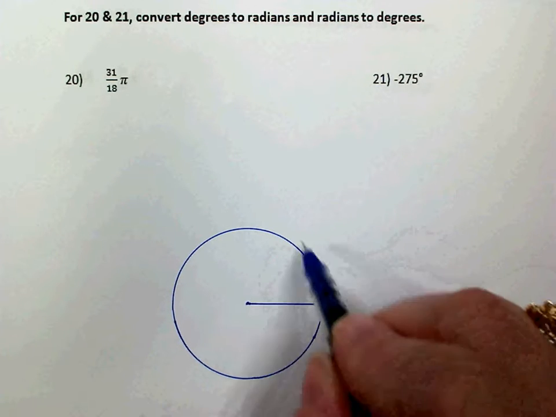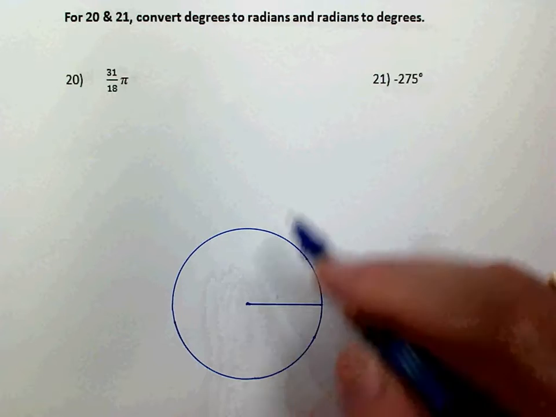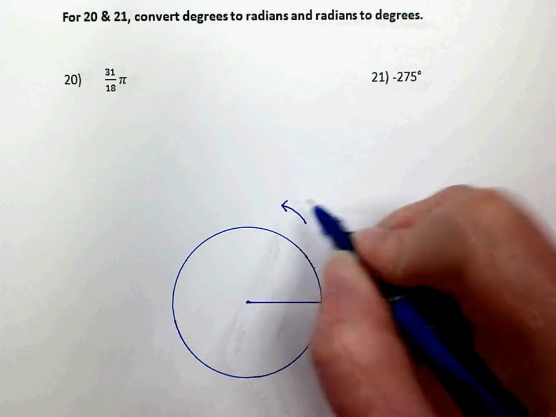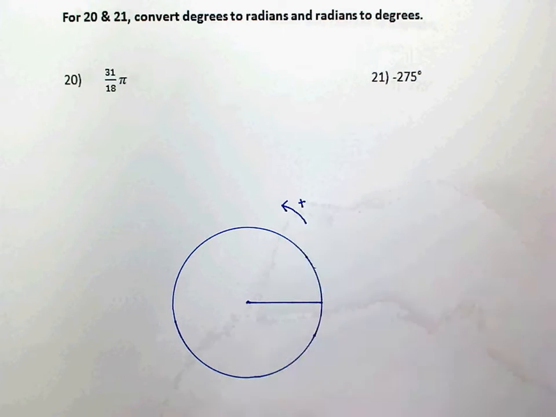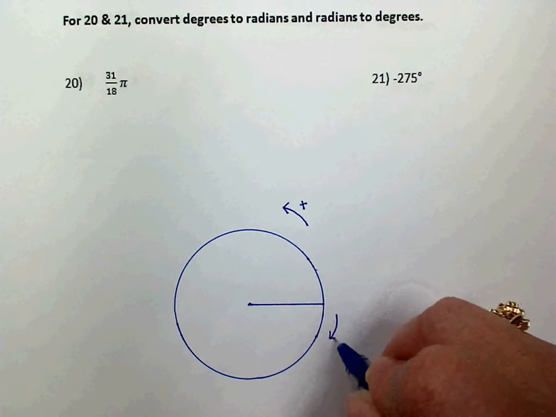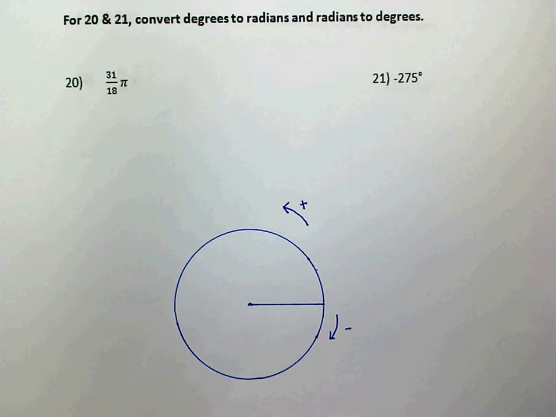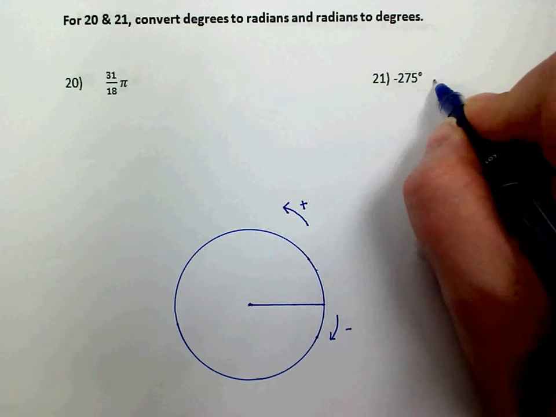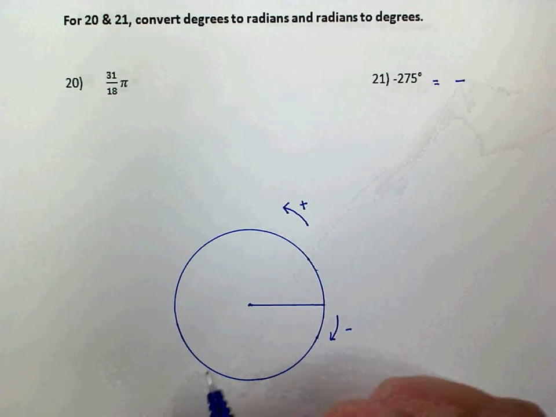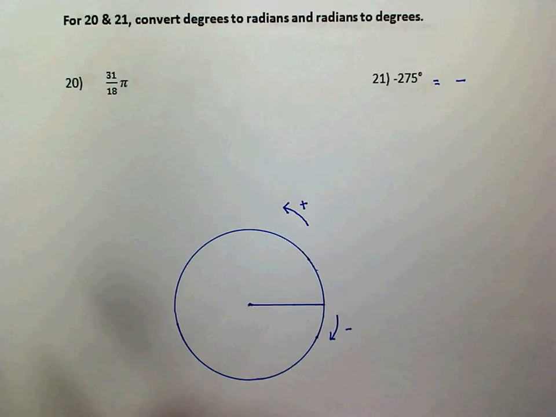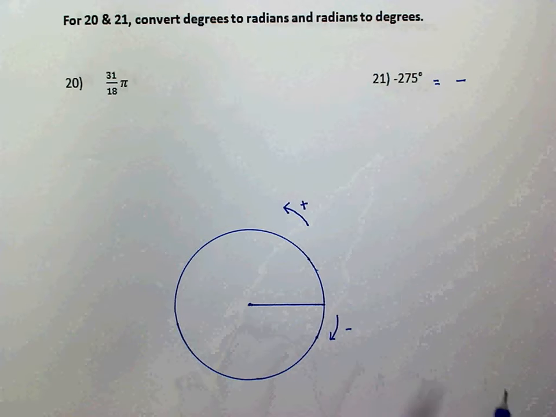Remember, the natural progression in a coordinate plane is to go counterclockwise. So when we go counterclockwise, that's positive degrees and radians. But when we go clockwise, that's when we get the negative sign in front. All you have to know is that if your degree is negative, you know your radians are going to be negative. If your radians are positive, you know your degree is going to be positive. So just don't lose that sign in your answer.